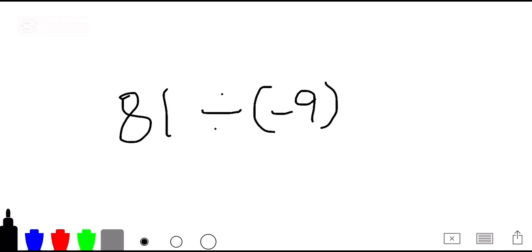Alright, so the first thing we notice is that one of the numbers is negative. So we know our answer will be a negative number. And then after that, we just do it as usual. So 81 divided by 9 is 9. And since one of the numbers is negative, we know our answer will be negative. So the final answer is -9. Very easy, right?